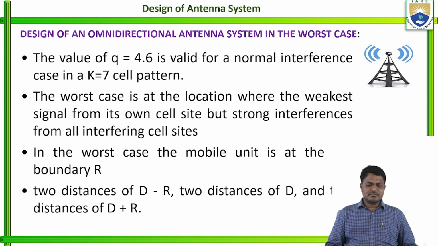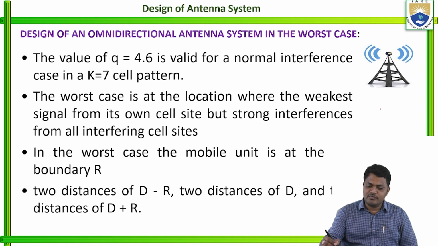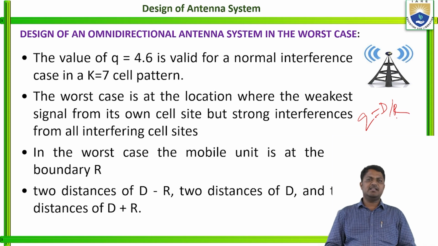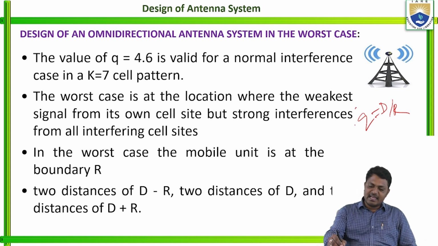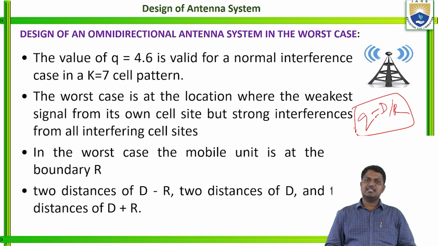In the design of an omnidirectional antenna in the worst case, consider the value of Q. Already we know that Q is the co-channel interference reduction factor. How can we calculate the Q value? Q depends on D by R. D is the minimum distance between the cell sites, and R is the radius, the zone covered by the cell site. Then we calculate the co-channel interference reduction factor.